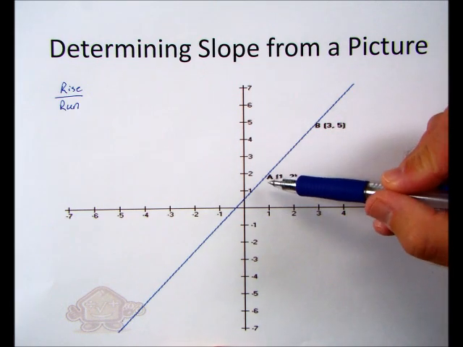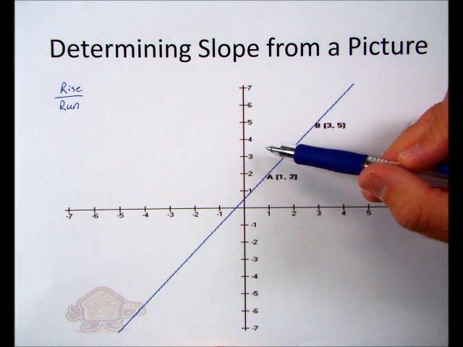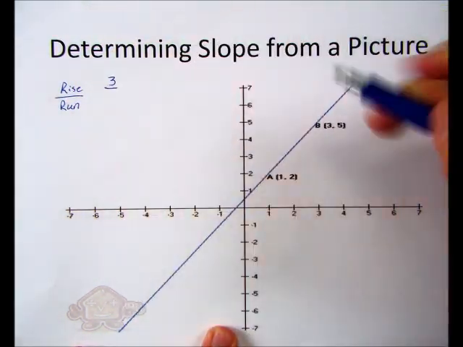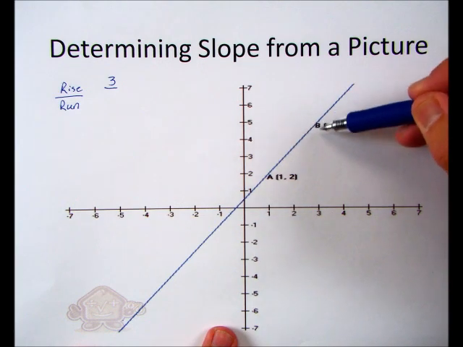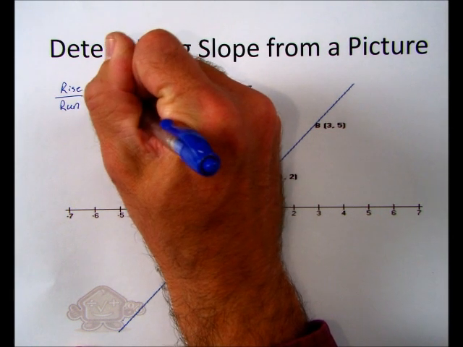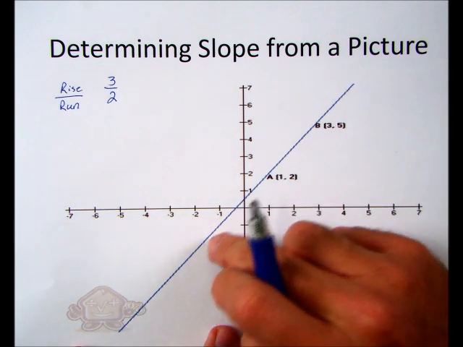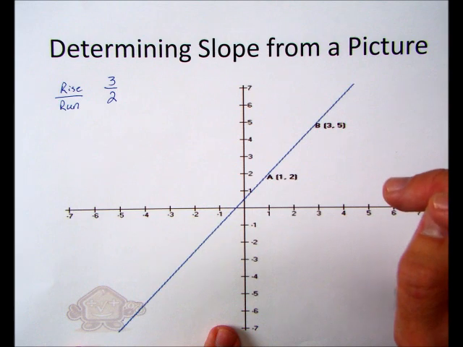We're starting at 2 to 5. So that would be 1, 2, 3. So that is a positive 3 rise. And once I get there, I've got to go over 1, 2 to hit B. So the slope on this is 3/2. And notice I don't have a negative because I'm going up, which is positive.